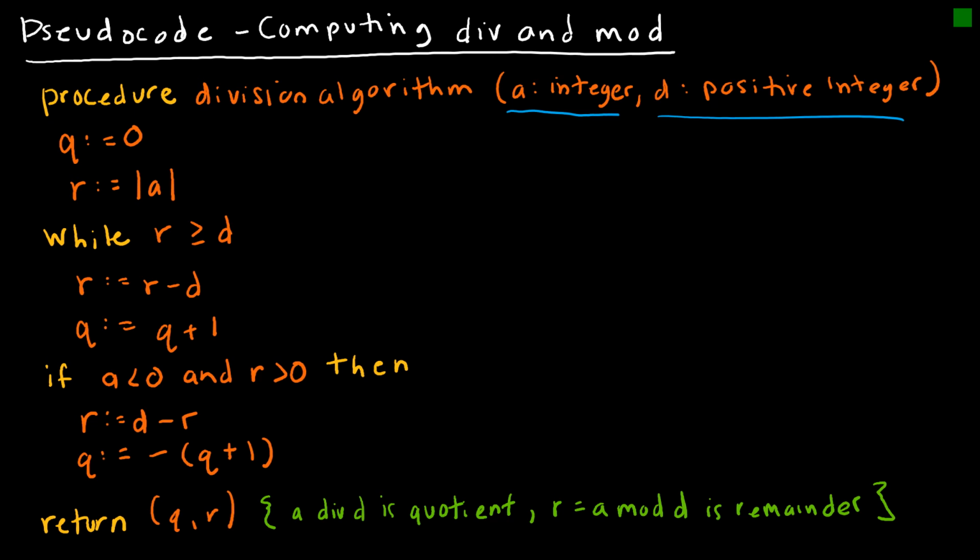R is the remainder. It's going to start as the absolute value of A, which means we want to make it positive. And what we're saying is while R is greater than or equal to D, then the remainder is going to be R minus D, and the quotient is going to be Q plus 1. So this is basically saying if we're dealing with a positive value, or here if A is less than 0, so the value that we're starting with is a negative, then things change a little bit.